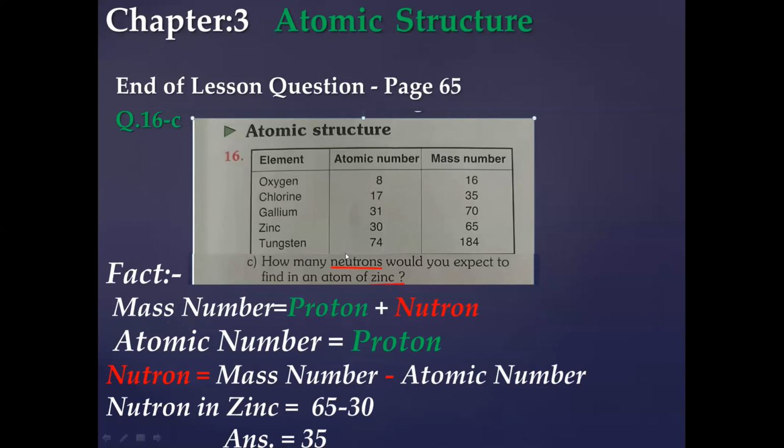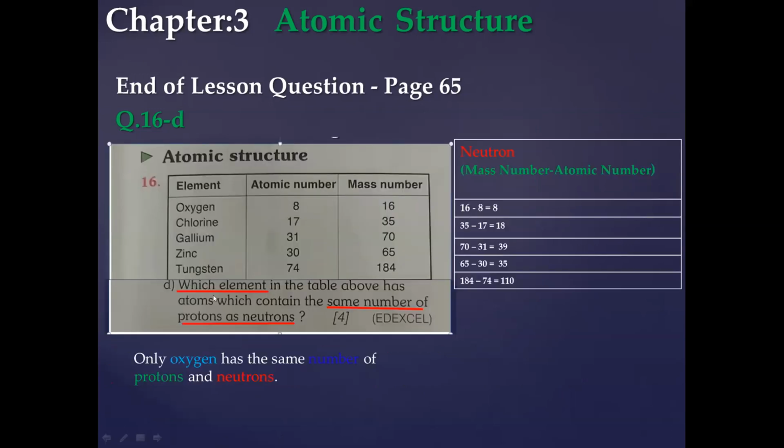Now, question C. How many neutrons would you expect to find in an atom of zinc? Look, mass number equals protons and neutrons, and atomic number equals protons. So mass number subtract atomic number gives the neutrons in zinc. 65 subtract 30, answer equals 35. So it means that there are 35 neutrons. Very good. Yes.